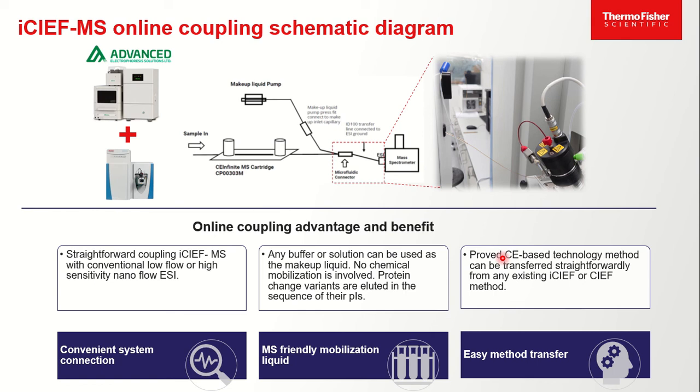So, the direct coupling of iCIEF to mass spectrometry for characterization would accelerate the characterization process significantly. And here, we don't need any extra mass source interface. And also, for the makeup liquid, which helps to push the separated charge variants into the mass spec, you may use any buffer or solution, and no chemical mobilization is involved.